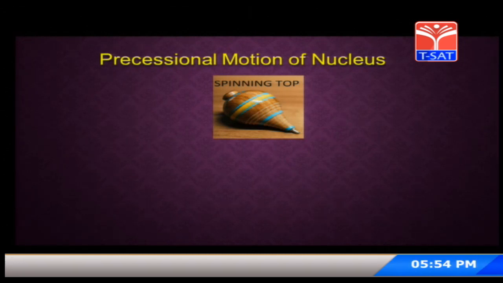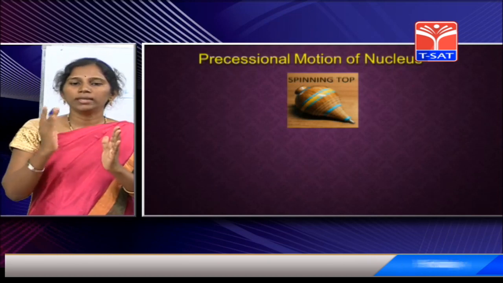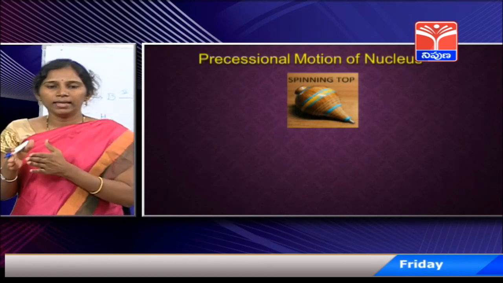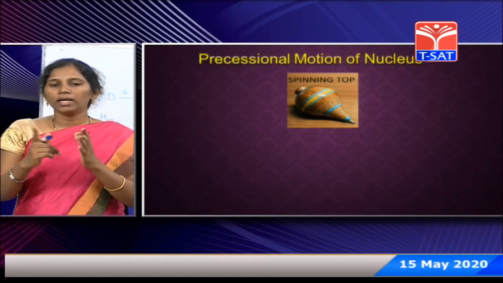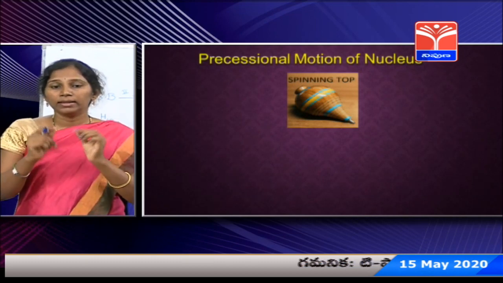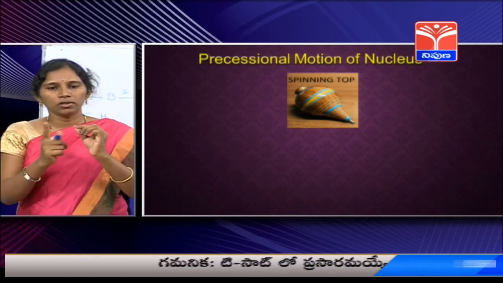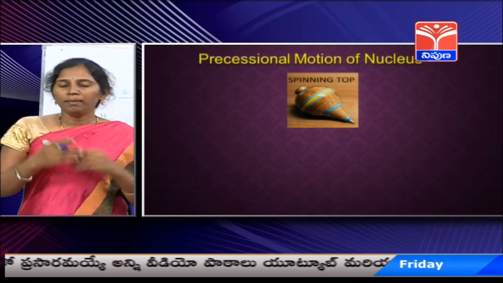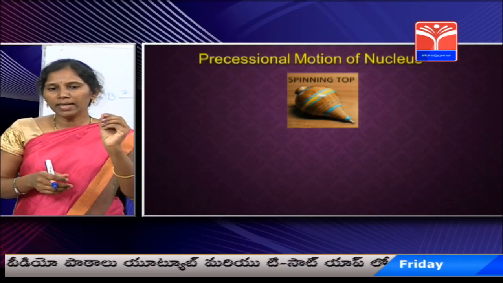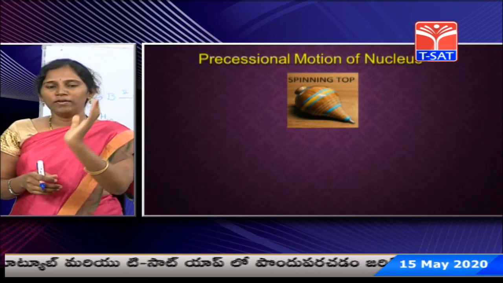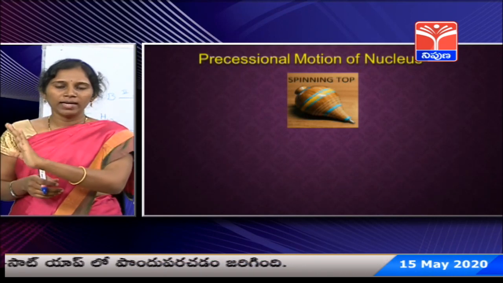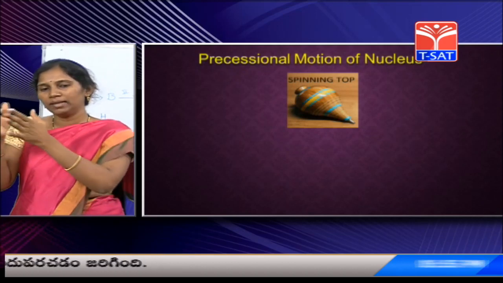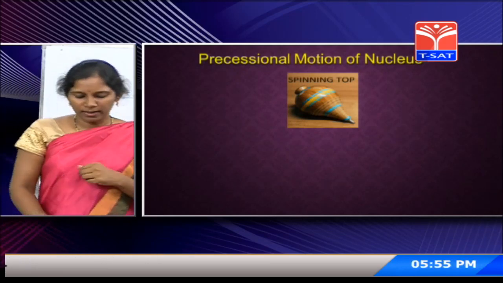One is the spinning top around its own axis, and the other is it is spinning around the axis of the earth, that is a wobble-like motion also observed in the spinning top. Why I am telling this means, a similar type of motion we will observe in case of nucleus also when it is kept in the external magnetic field.